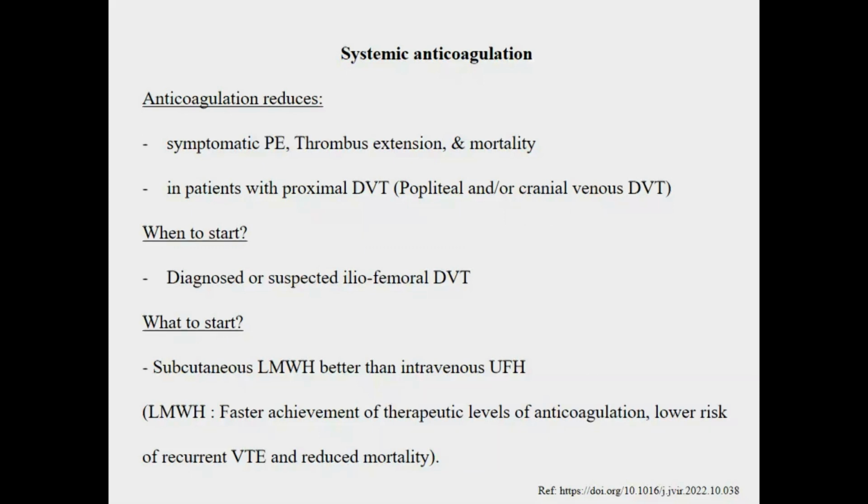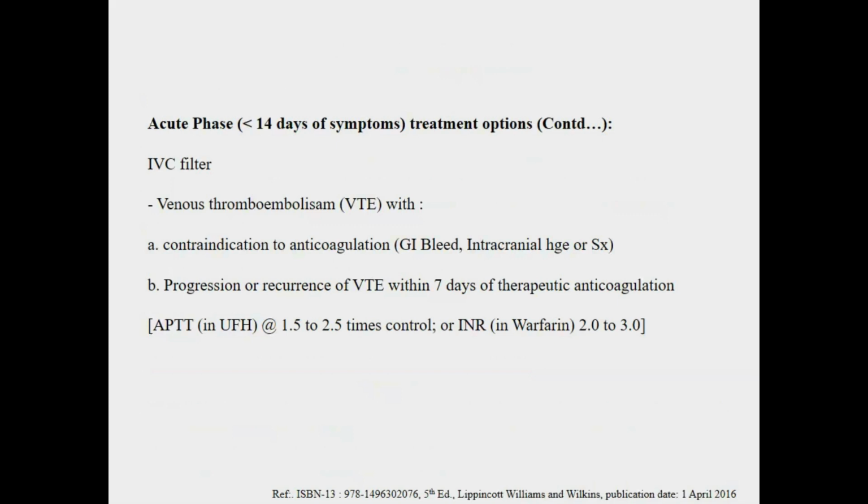In acute phase of deep vein thrombosis, where even after systemic anticoagulation we see progression or recurrence of venous thromboembolism within 7 days, or when there are conditions where we cannot give systemic anticoagulation, like in cases of GI bleed or recent intracranial surgery or intracranial hemorrhage, in those cases we put an IVC filter to prevent pulmonary embolism.